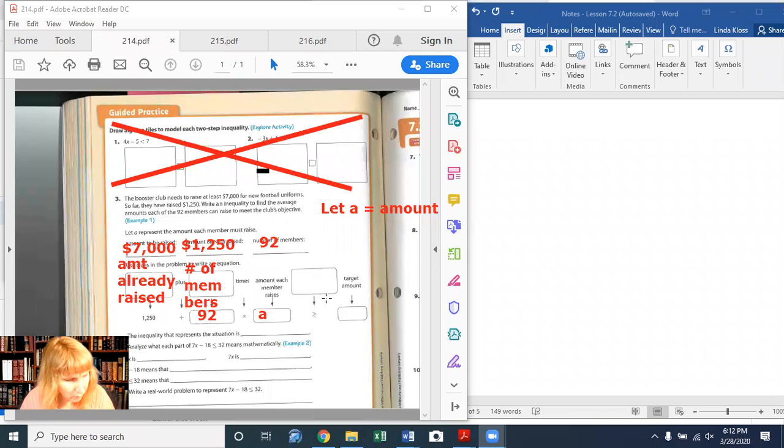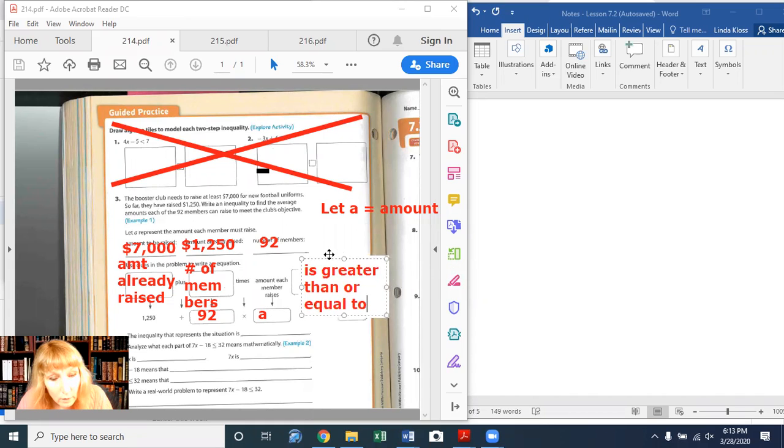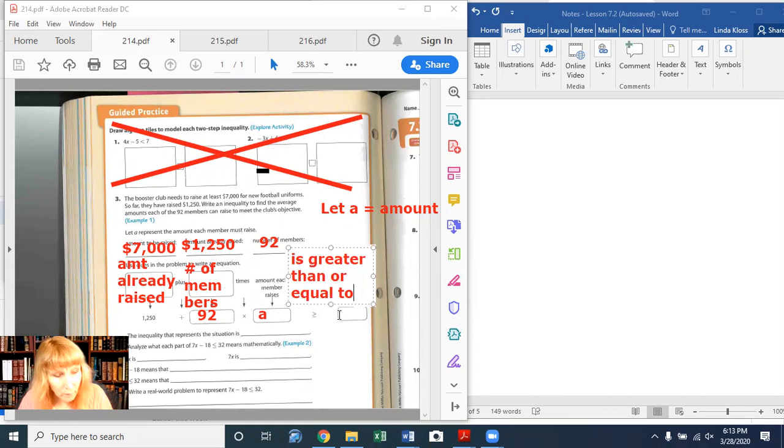And this greater than or equal to is the amount each member raises right here. And this box here is greater than or equal to. That's what that's saying. Put that in there like that. And what number do we put in this box? Yeah, 7,000. So 7,000 in this box. They have to raise at least $7,000, or $7,000 or more is another way of saying it. So our left side has to be greater than our right side.